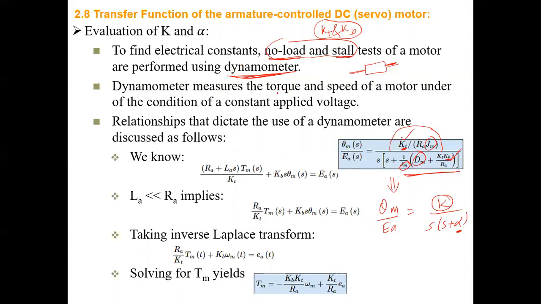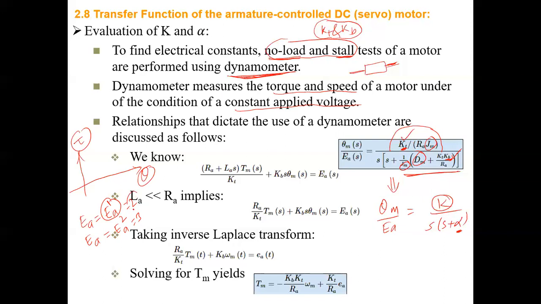It does the torque and speed calculation. This is your speed theta, this is your torque. So how does the torque vary with theta? Under the condition of constant applied voltage, suppose you apply a constant voltage of, let's say, EA1. If EA equals EA1, then you can do EA equals EA2. This is constant, say 2 volt, this is 3 volt.